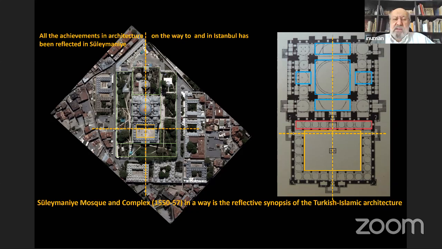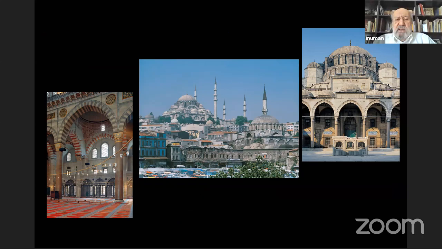So it is not a direct copy of the Hagia Sophia, but you see that it is the achievement of the experience of the architecture of Turkish historic architectural history. So it is great, but its greatness comes from sincerity, from its simplicity, simplicity of the geometry, simplicity of the forms.